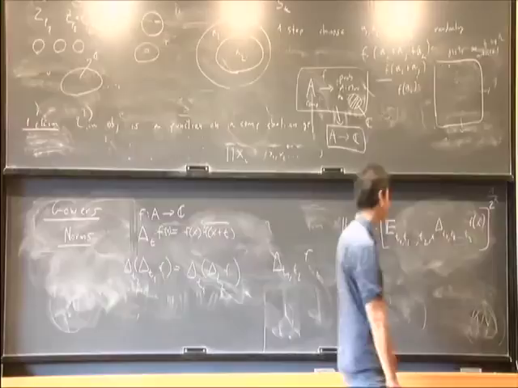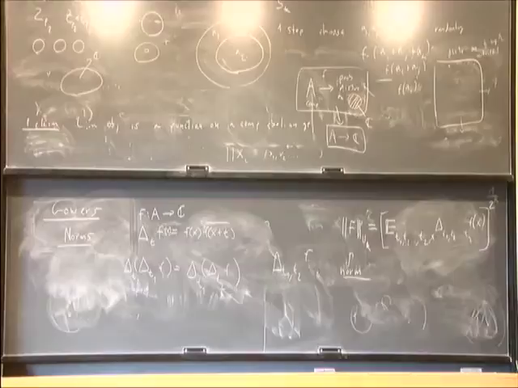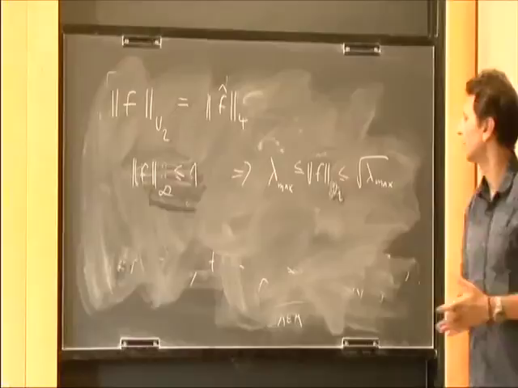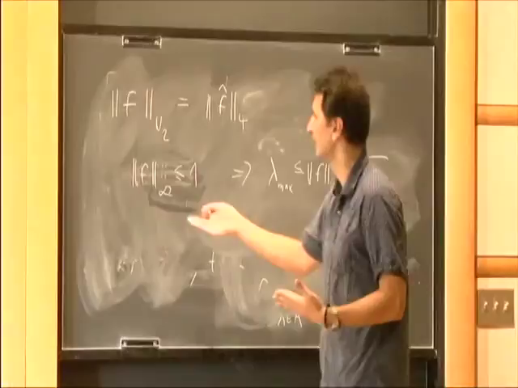So then we have that the U2 norm is sandwiched between the square root of the maximal Fourier coefficient and the maximal Fourier coefficient. So this means that the U2 norm is small if and only if F is Fourier random. So the U2 norm measures exactly the Fourier quasi-randomness.